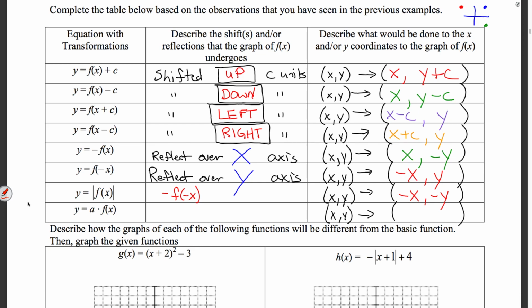Huh? I mean, it follows some logic, right? Negative on the outside, negative on the inside. How about negative on both?